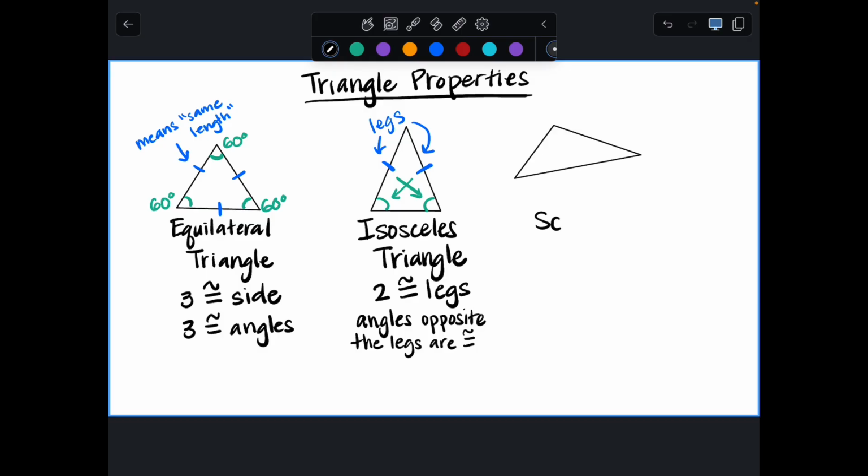Okay, and then the last one we're going to talk about is scalene. So scalene triangles have three different side lengths. And all three angles are different.